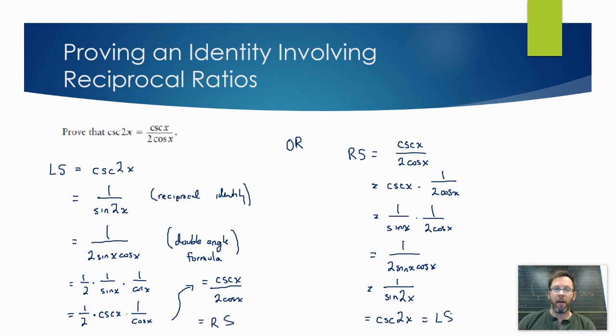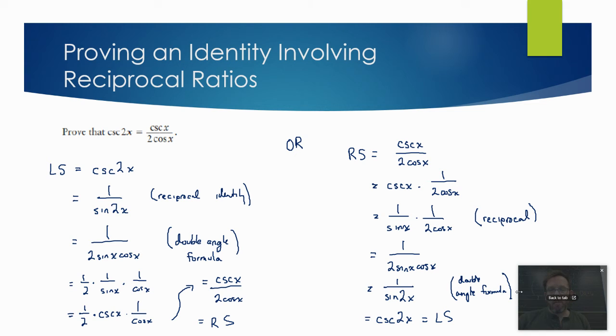And we've shown that the two sides are equal, but we used different strategies. So what do we do? I might just add, in this step, we made use of our reciprocal identities. This step here, we made use of our double angle formula. And then we use our reciprocal again at the end. But yeah, more than one way to do it.